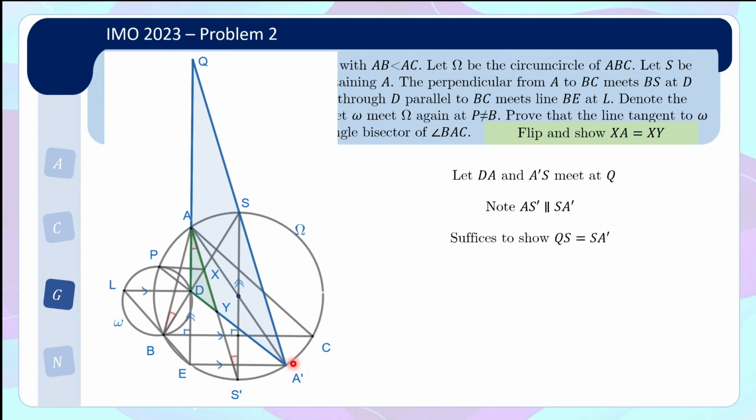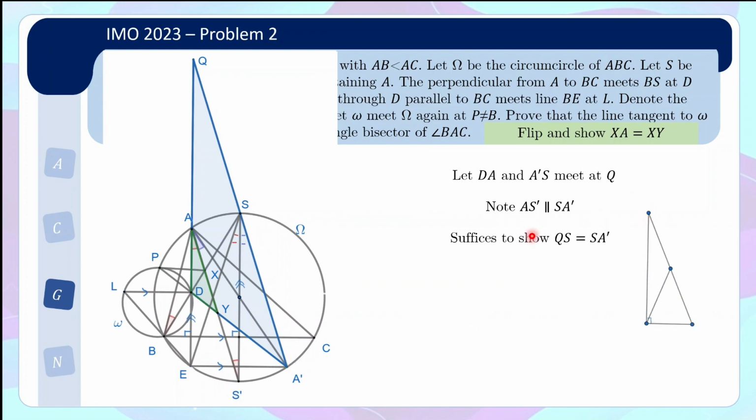And once again, we have our suspicious looking right angle triangle. This time it is QEA prime being the right angle triangle. I've already showed that this is a right angle because AA prime is the diameter. So at E, we have a right angle. So this right angle triangle, we want to show QS equals SA prime. We convert that to being suffices to show that ES equals SA prime.